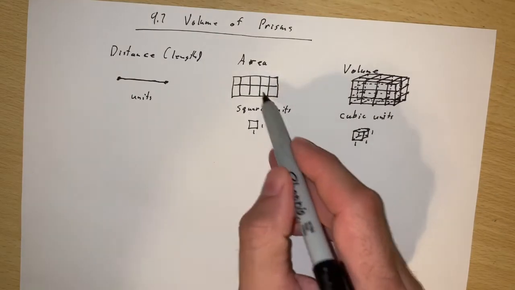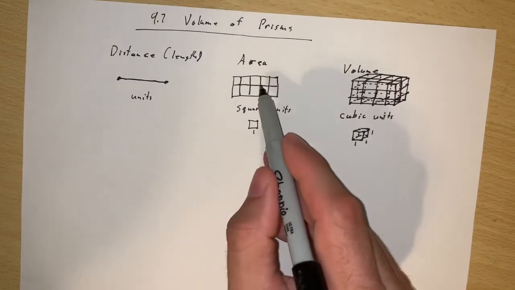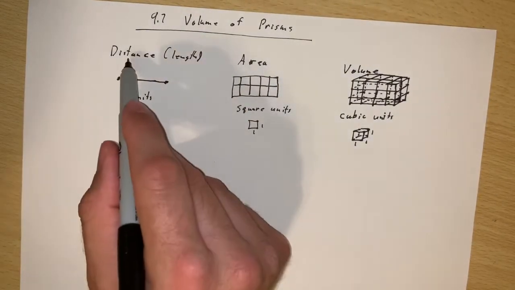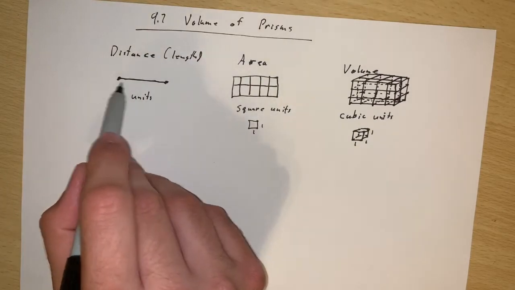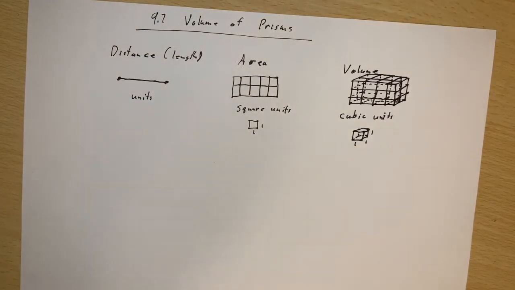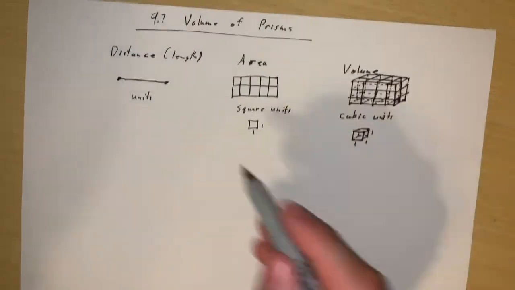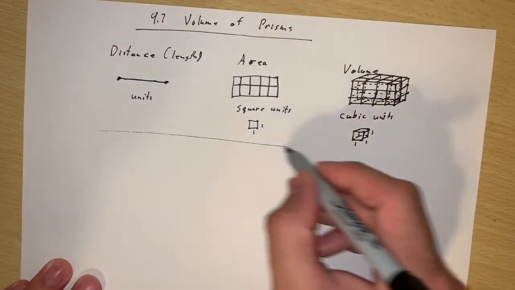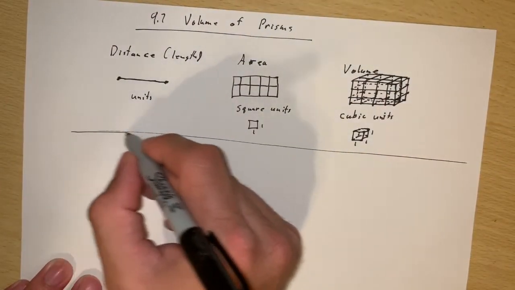Area is squares filling a flat surface region, and distance is just a length between 2 points, or length is a distance between 2 points. All right, so volume of prisms.